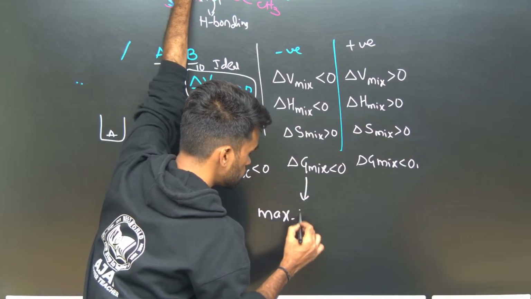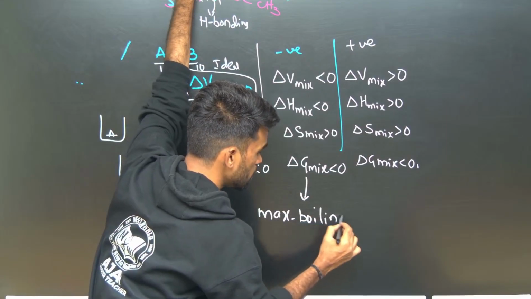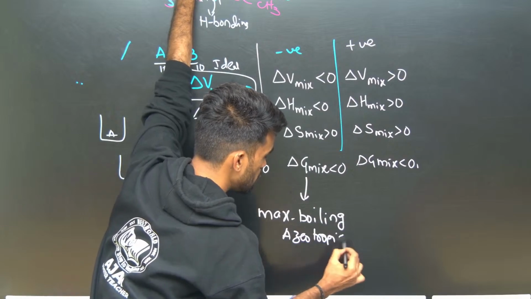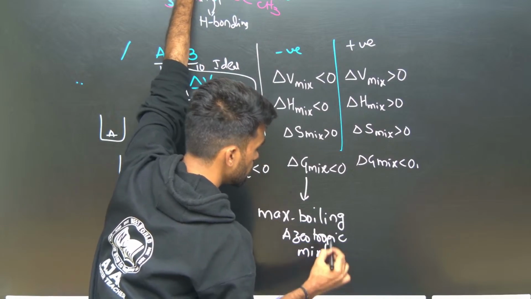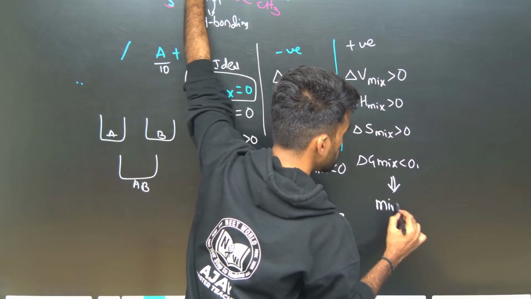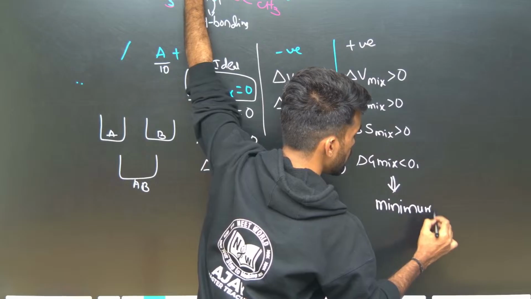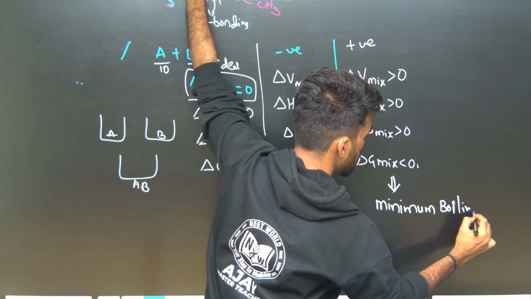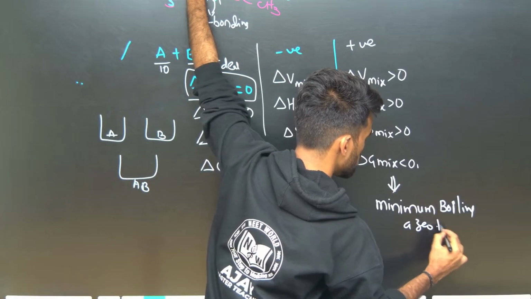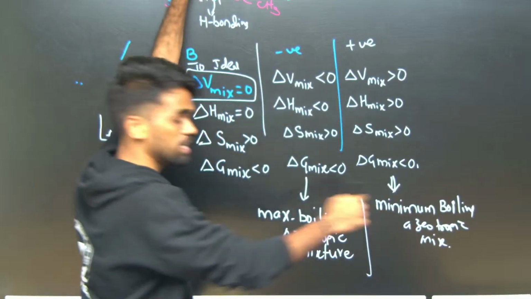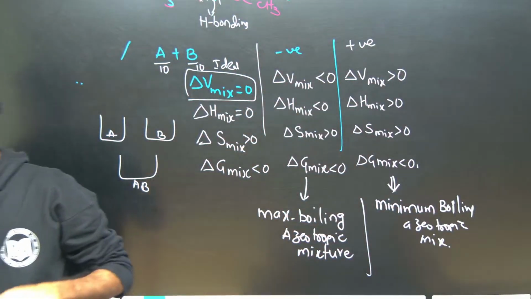maximum boiling azeotropic mixtures. And this positively deviated solution forms minimum boiling azeotropic mixtures. Okay, these 2 points you remember. We will discuss about azeotropic mixtures in the upcoming sessions.